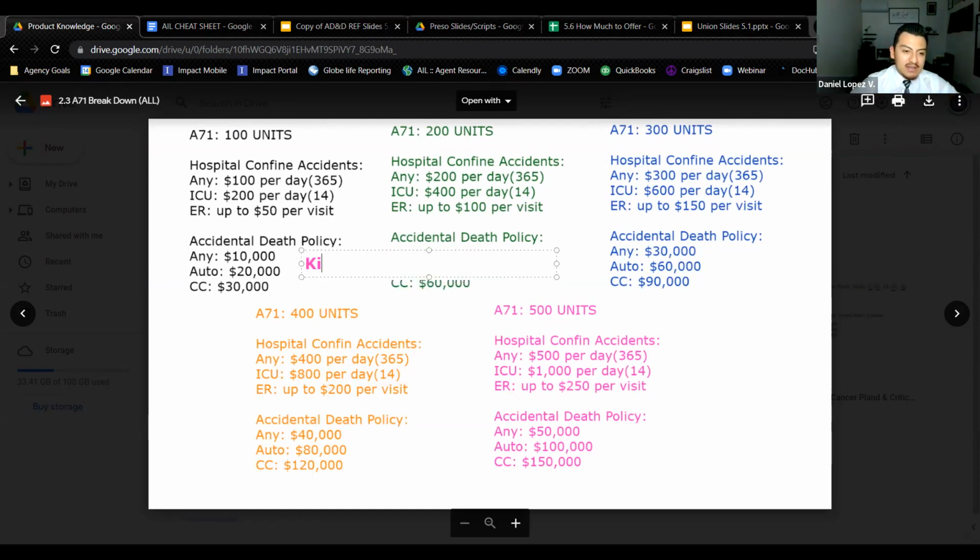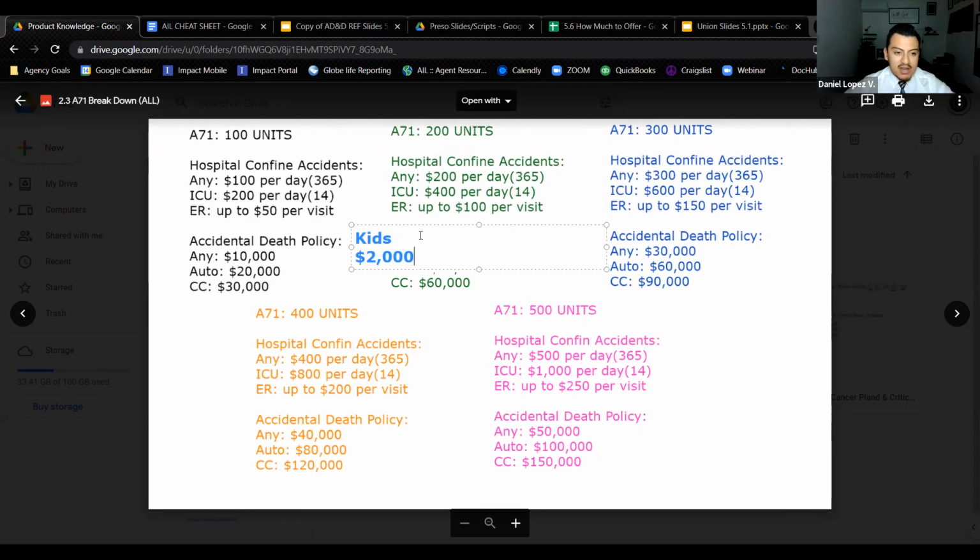If they're kids, do you guys see where I'm at, kids, the pink? Okay. If they're kids, then for the 100 unit, it's 2,000.